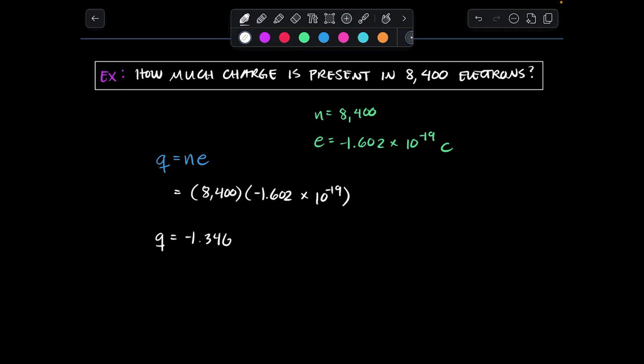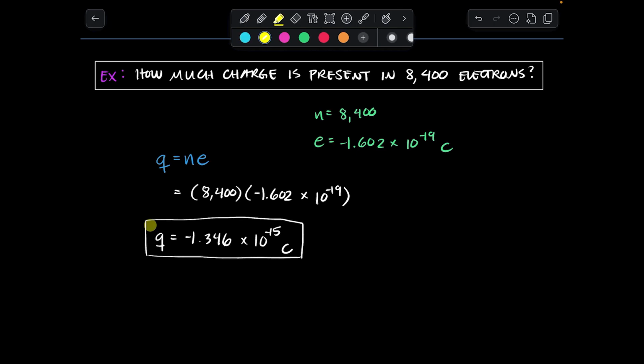And we get this for an answer, negative 1.346 times 10 to the power of negative 15 coulombs. And this is our final answer.